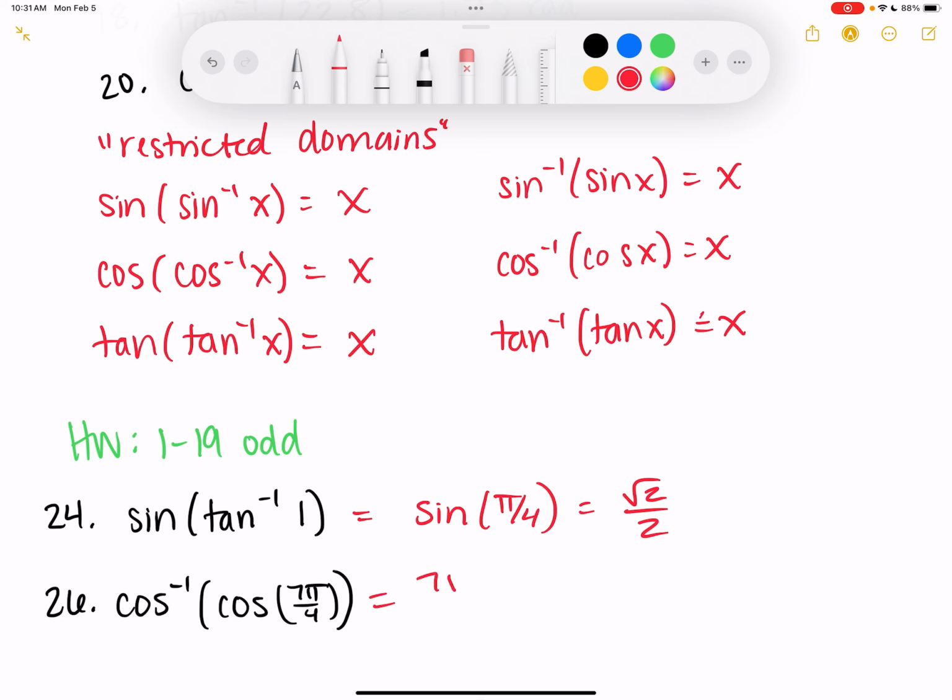Oh, okay, nice. So this one, because it was both cosine, we could just do that. The other problem, one was tangent and one was sine, so we had to do each piece individually. But if it's the same trig function, they just cancel each other out, basically. Okay.